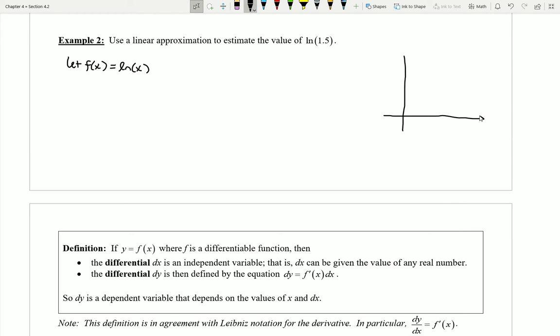Pictorially, I kind of have something that looks like this. My natural log function, I know, goes like this. Here's where the value of 1 is. And so 1.5 is difficult. It's maybe right here. And I'm going to get this y value. This is the one I'm looking for.